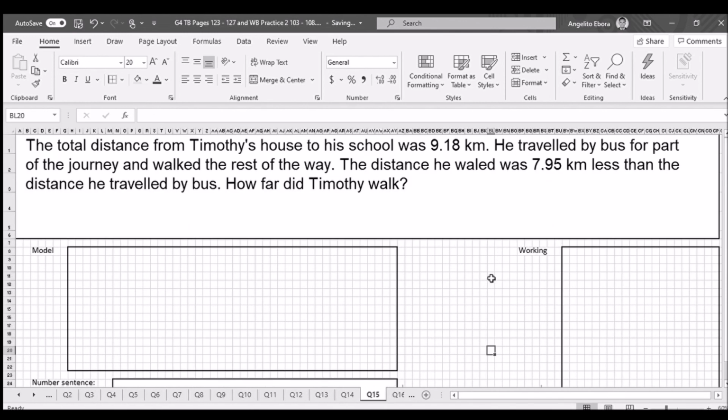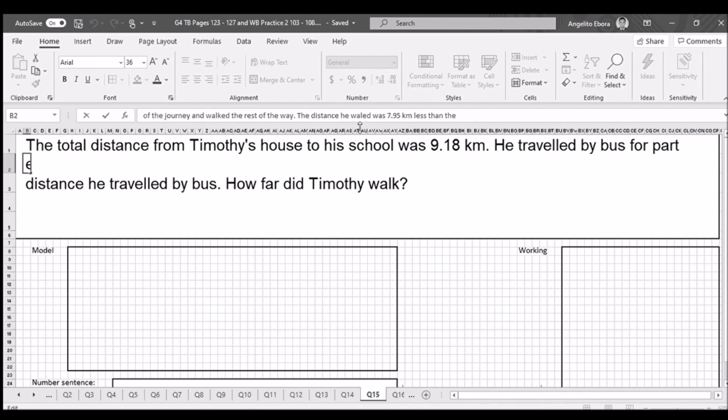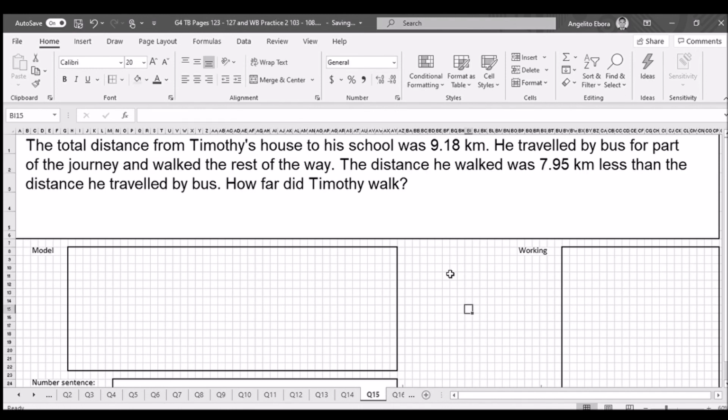And lastly, for the last question, okay, the total distance from Timothy's house to his school was 9.18 kilometers. He traveled by bus part of the journey and walked the rest of the way. The distance he walked was 7.95 kilometers less than the distance he traveled by bus. How far did Timothy walk?